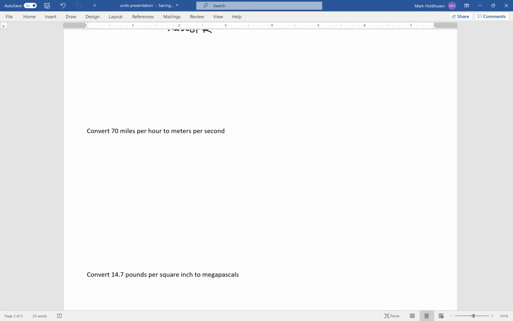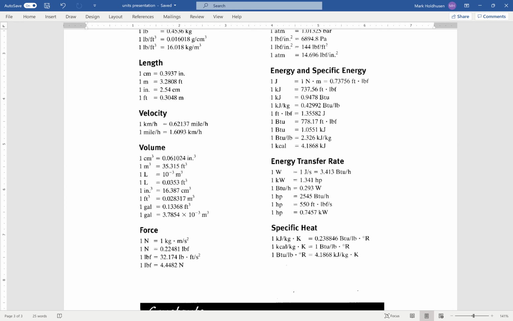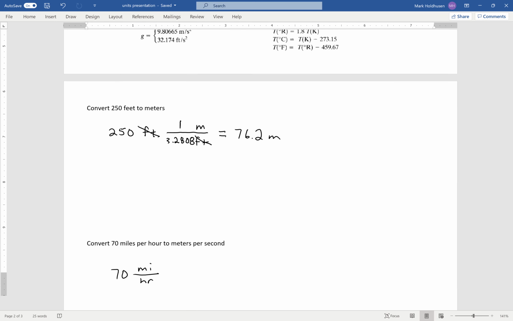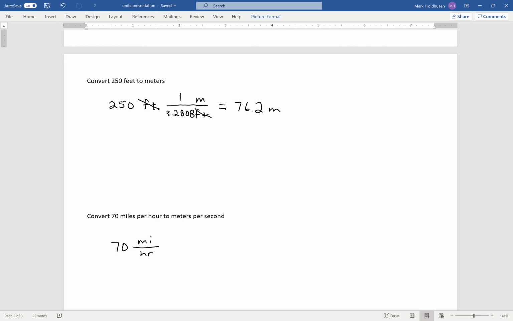Let's do the same thing here. I've got 70 miles per hour, and I want to convert that to meters per second. Okay. Well, the first thing I need to do, let's go from miles to meters. So I go up here and I go into length and I recognize, oh, I don't have miles up here. But I know that there are 5,280 feet in every mile.